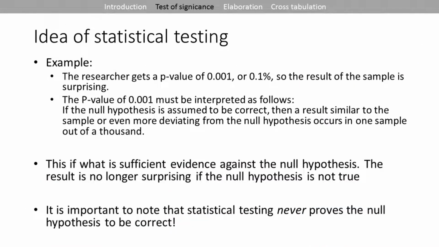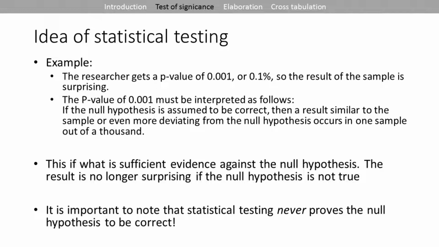So, even more about statistical testing. For example, if the researcher gets a p-value of 0.001 or 0.1%, the result of the sample is surprising. The p-value of 0.001 must be interpreted as follows: if the null hypothesis is assumed to be correct, then a result similar to the sample, or even more deviating from the null hypothesis, occurs in one sample out of 1,000.